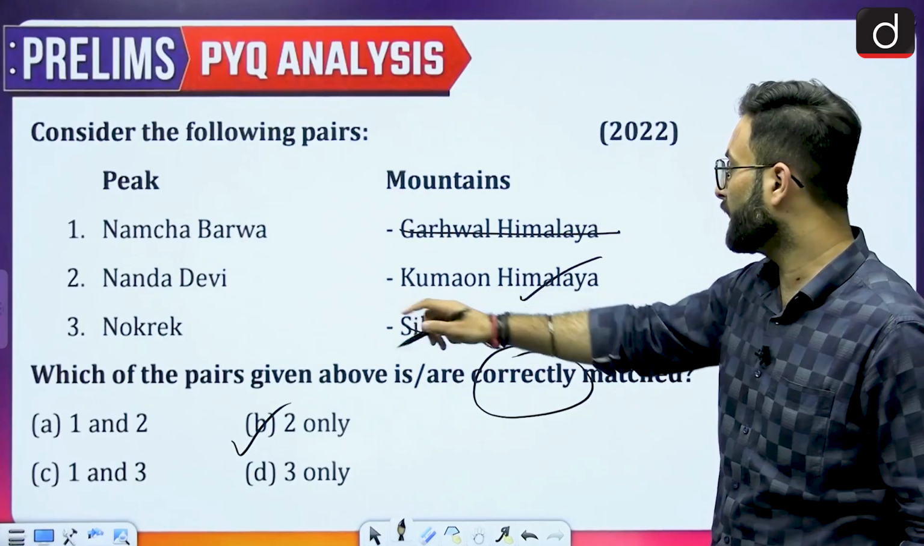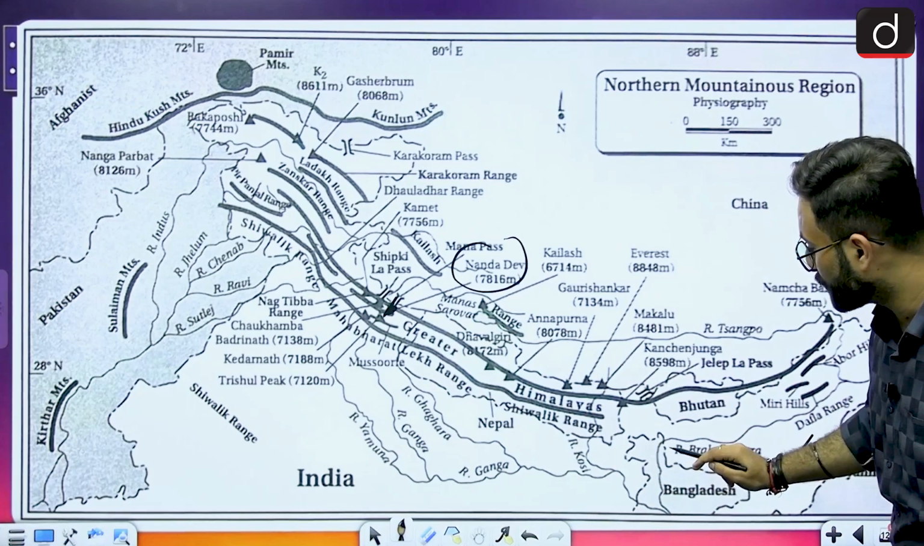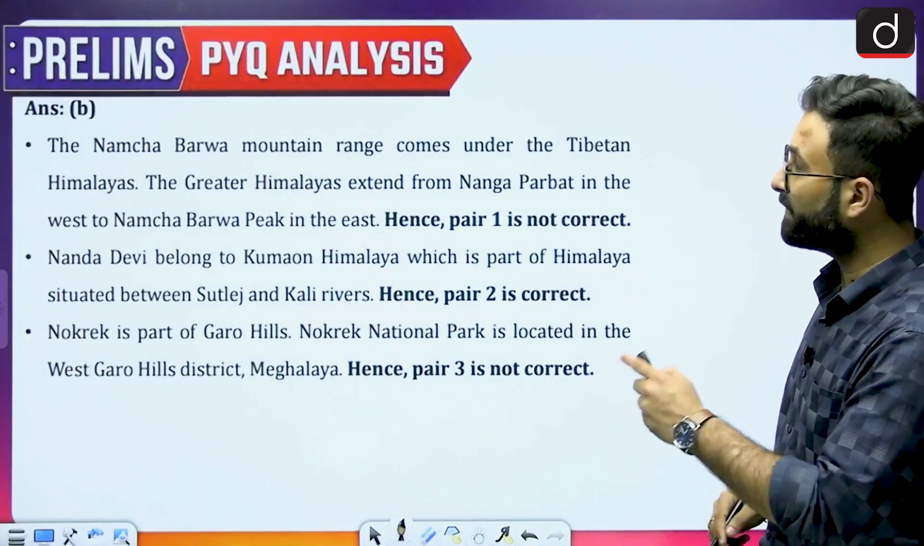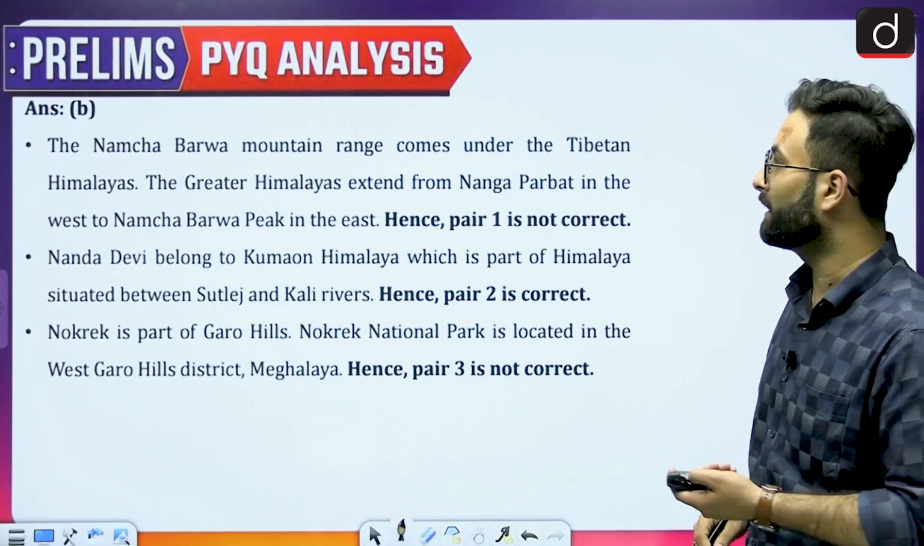Then Nokrek. Nokrek is somewhere over here. That is your Assam, and this is the Brahmaputra. This is Meghalaya, where Nokrek is located. We have talked about this, so you can go through it. I think there should not be any doubt.